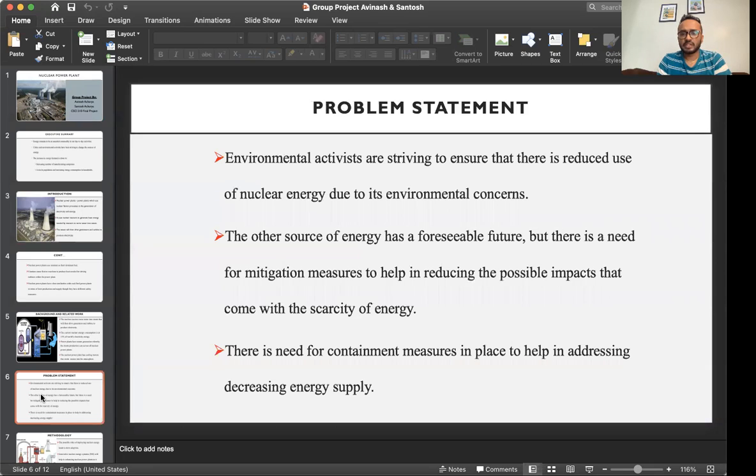The other sources of energy have a foreseeable future, but there is a need for mitigation measures to help in reducing the possible impacts that come with the scarcity of energy. There is a need for containment measures in place to help in addressing decreasing energy supply.